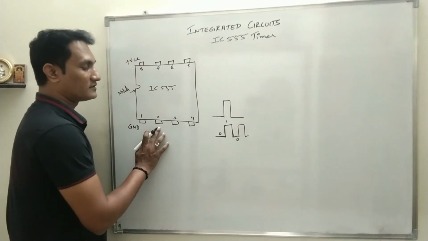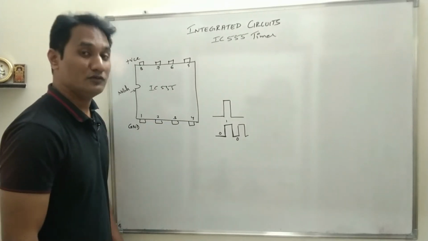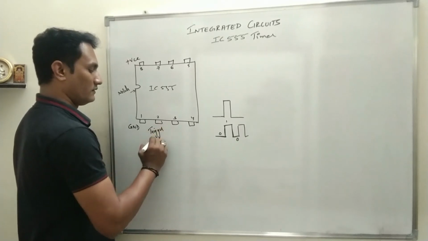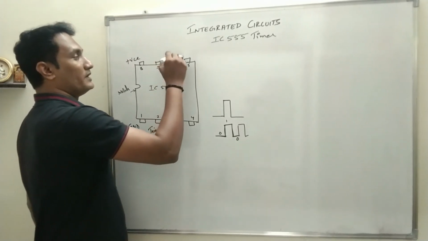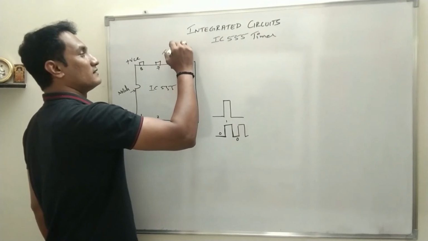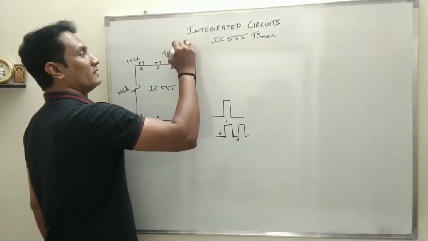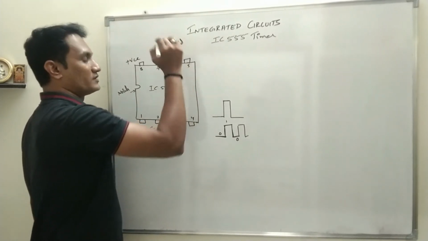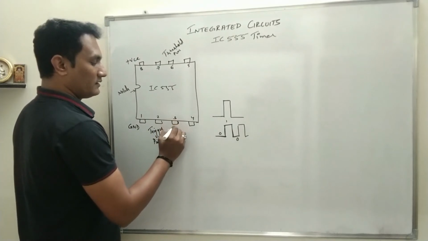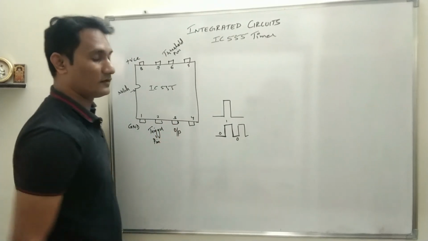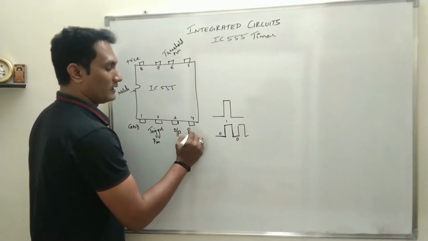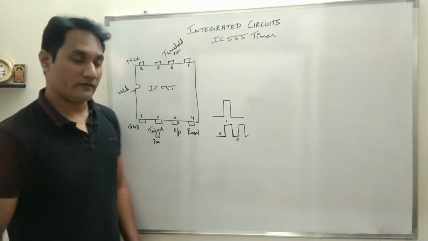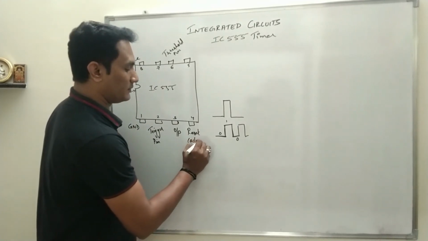So the 2 pins of the IC 555 timer which will be used as trigger pins are pin number 2, that is called the trigger pin, and pin number 6, called the threshold pin. Okay, threshold pin. From pin number 3 we take the output. Pin number 4 is a reset terminal. When it is activated, it is active low.